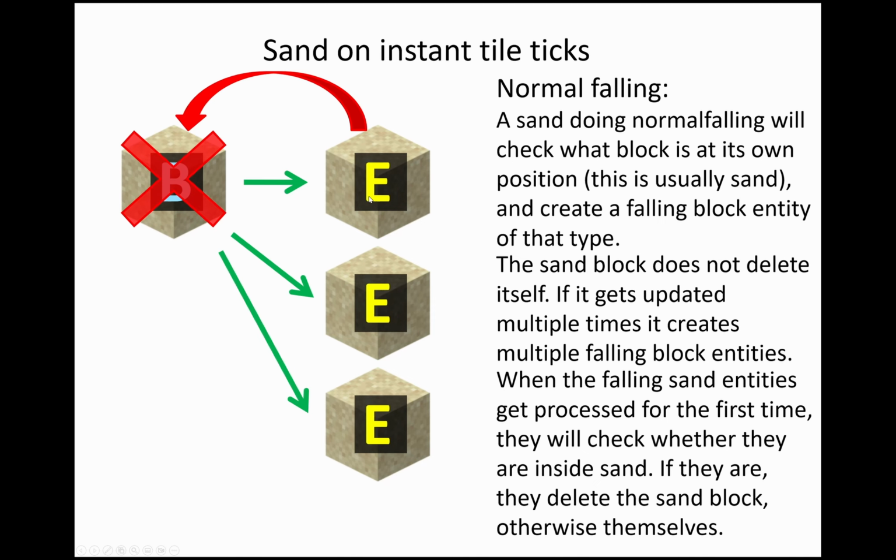But when the falling sand entities get processed for the first time, it checks if the block at its own position is its own block. So this is a falling sand entity containing sand data. Then it will check, is the block I'm in sand? It is sand, and then it deletes this block. And then when the next entity gets processed, it checks, is my block sand? And then this sand block will have become air because of this falling sand entity, and then all the following falling sand entities get deleted.